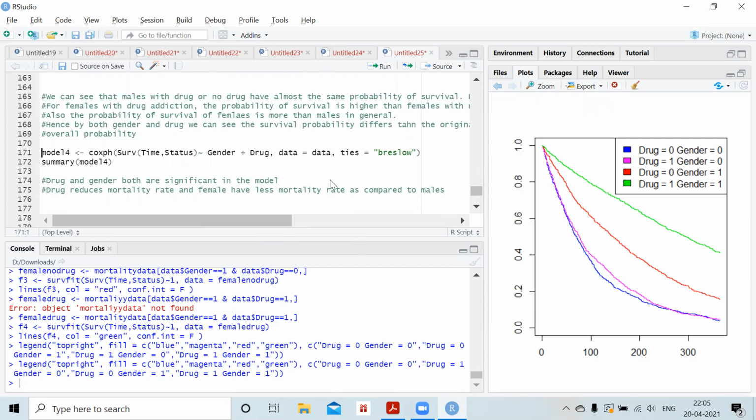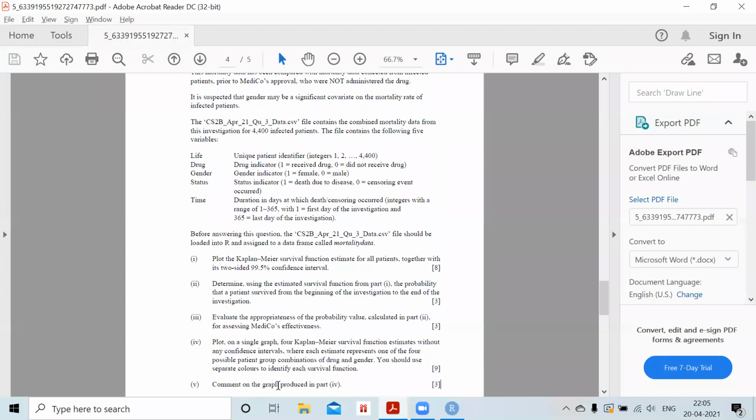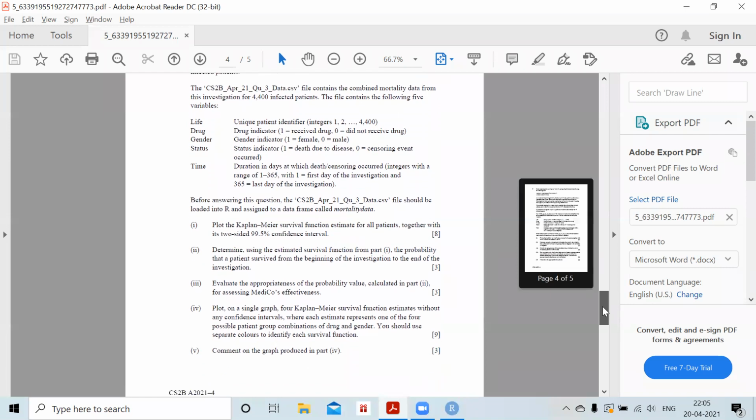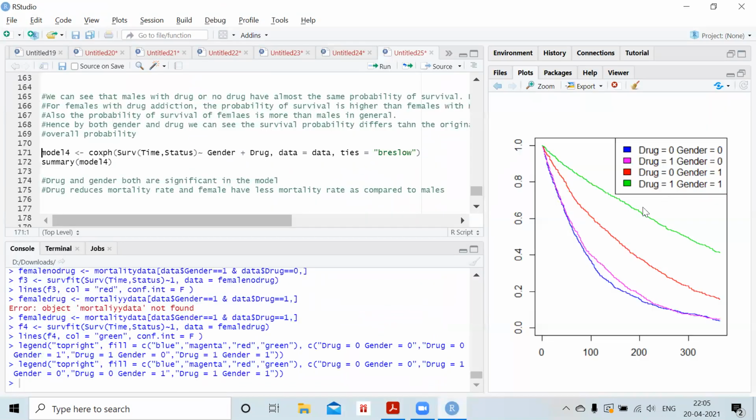And then again, they have asked you to comment on the graph, so comment on the graph in part 4. If you comment, you can see that for males, almost the 2 lines are coinciding. With medicine or without medicine, the survival probability is not affected, but females have a much higher probability when they're getting the medicine, when they're getting the drug for the fatal disease. Also, females in general have a greater survival probability than males. And with females receiving the medicine for that fatal disease, their survival probability is increasing a lot. Okay.